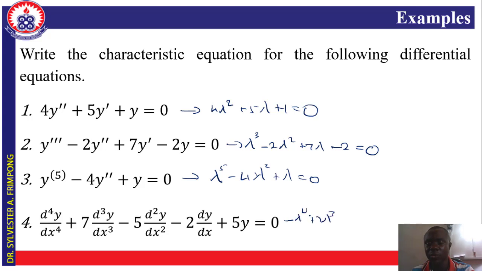And last but not least, you are going to get lambda to the power 4 plus 7 lambda cubed minus 5 lambda squared minus 2 lambda plus 1, plus 5. That will give us 0. So that is the characteristic equation of this equation.